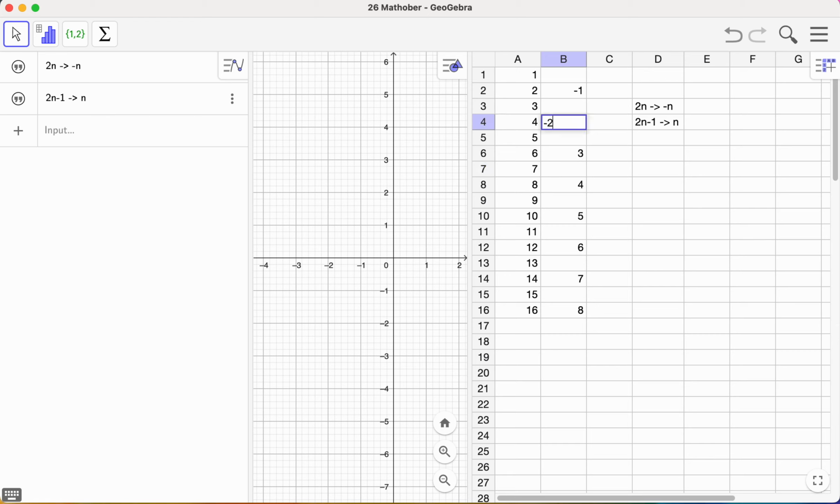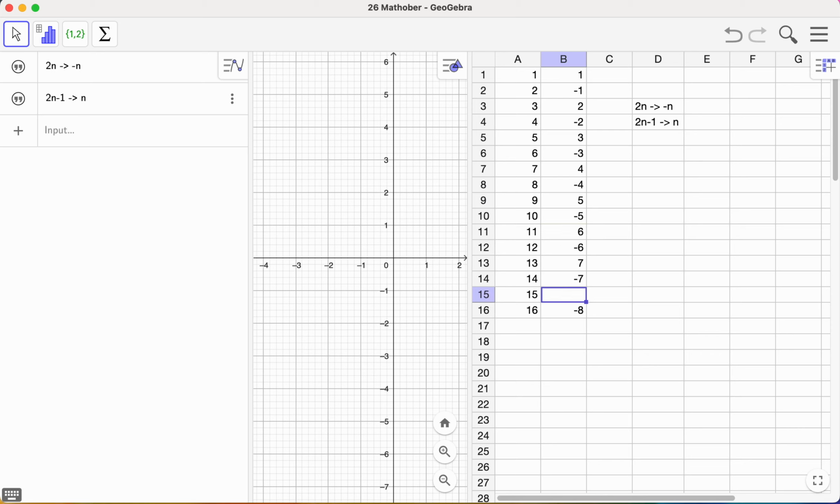So this goes to minus 2, minus 3, minus 4, minus 5, minus 6, minus 7, and minus 8. And then these ones, so 2n minus 1 goes to n, so that would go to 1, let's say. So if 3 is 2n minus 1, then n is 2, yeah. I think this is what I was hoping for.